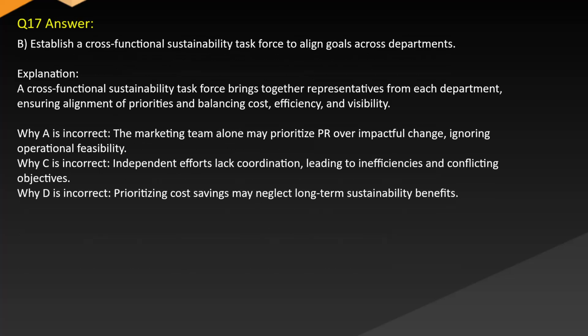Answer: B. Establish a cross-functional sustainability task force to align goals across departments. Explanation: A cross-functional sustainability task force brings together representatives from each department, ensuring alignment of priorities and balancing cost, efficiency, and visibility. A is incorrect. The marketing team alone may prioritize visibility over impactful change, ignoring operational feasibility. C is incorrect. Efforts lack coordination, leading to inefficiencies and conflicting objectives. D is incorrect. Prioritizing cost savings may neglect long-term sustainability benefits.